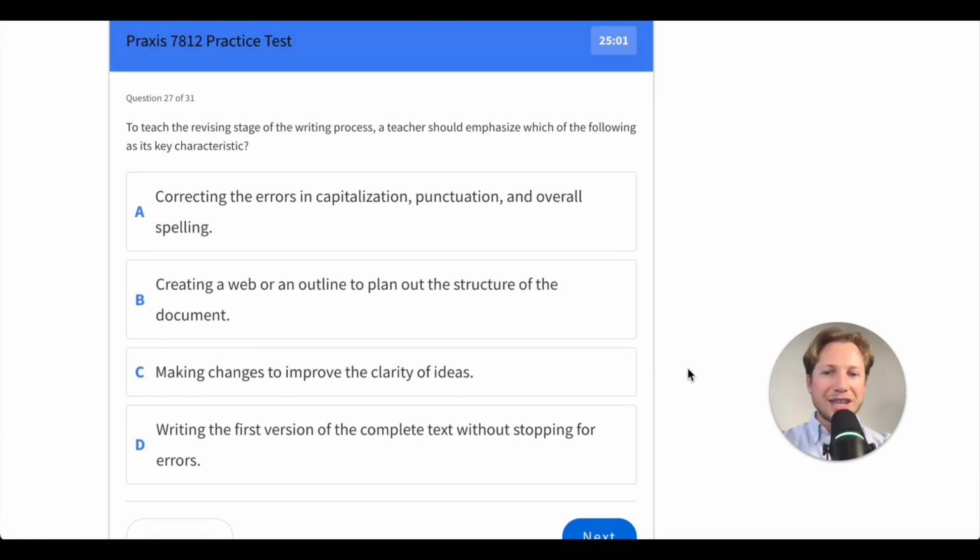All right, so to teach the revising stage of the writing process, we're back to the writing process. A teacher should emphasize which of the following as its key characteristic. Read the answer options as I read them with you, and then let's pick it.